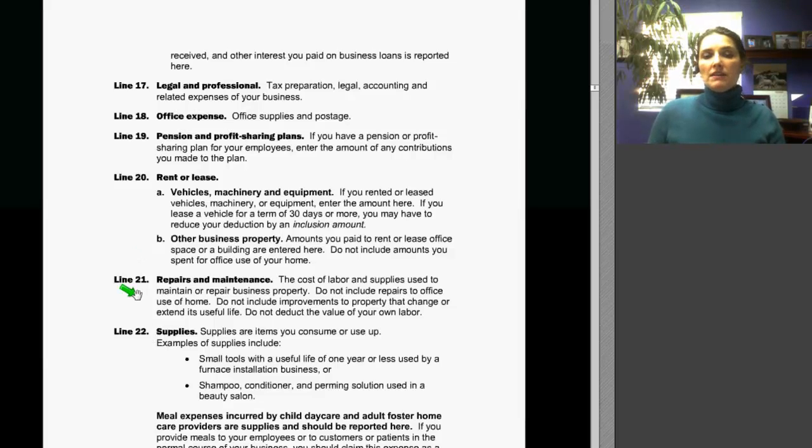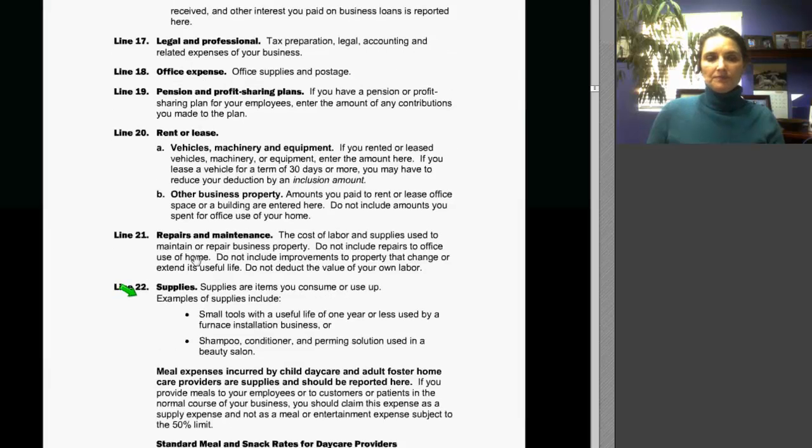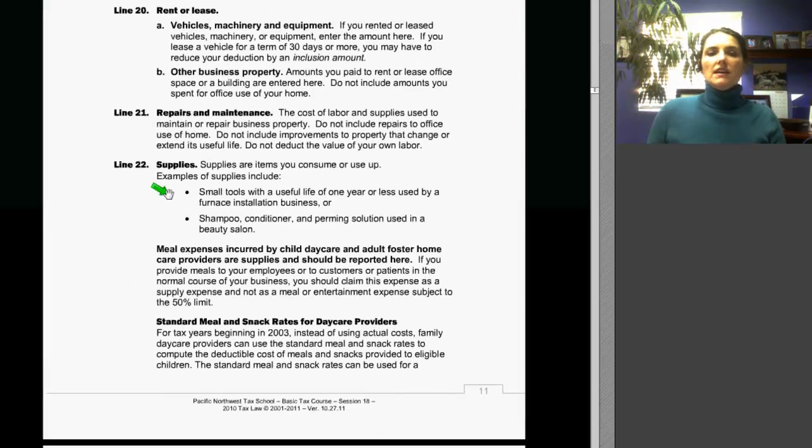Line 21, repairs and maintenance. The cost of labor and supplies used to maintain or repair business property is reported on this line. Do not include repairs to office use of home. Do not include improvements to property that change or extend its useful life, and do not deduct the value of your own labor. Line 22, supplies.